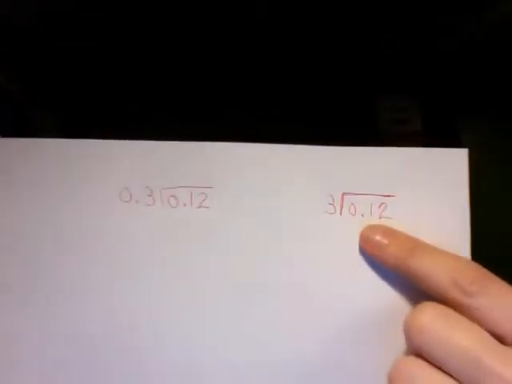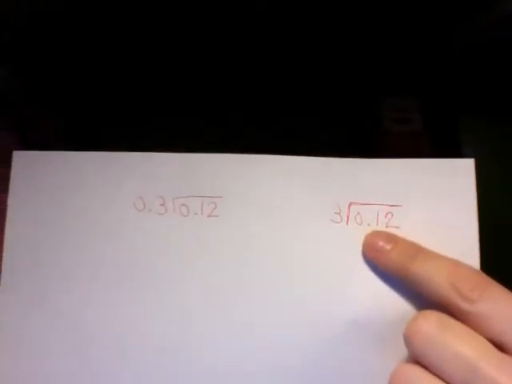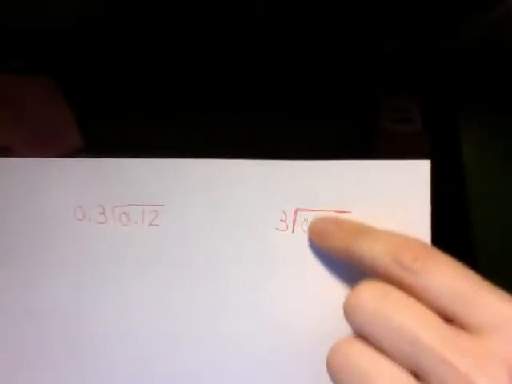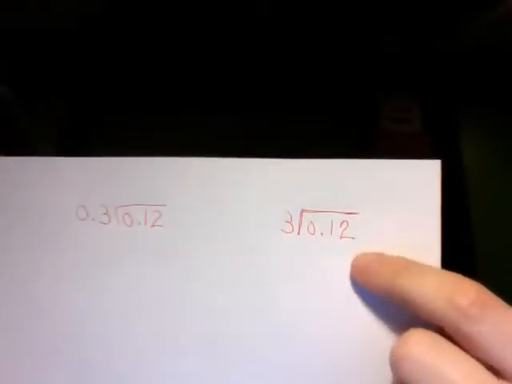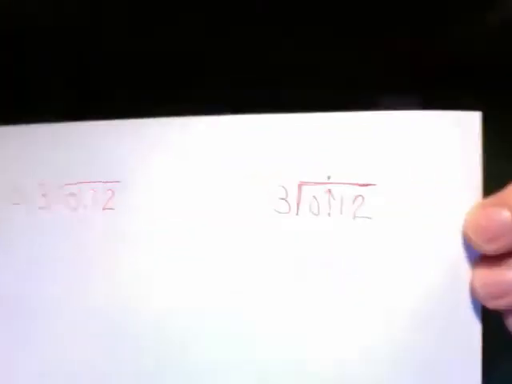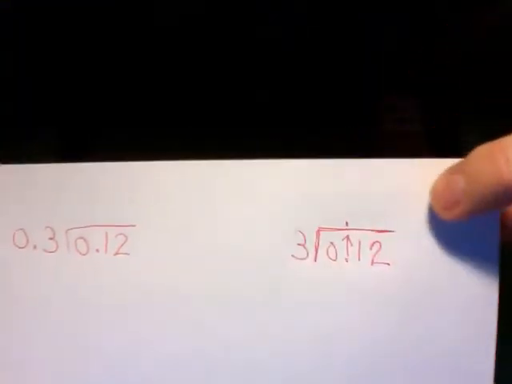So to review really quickly, here we ask ourselves, okay, where does the decimal go? And you should know that it goes straight up. You guys were really good at that the other day. So if the decimal goes straight up, we then can ask ourselves, how many times does 3 go into 12? And of course the answer is 4.